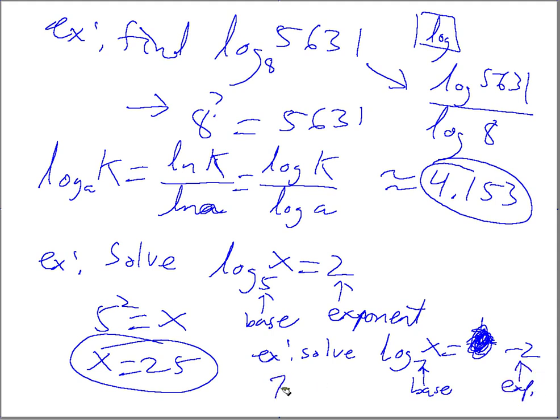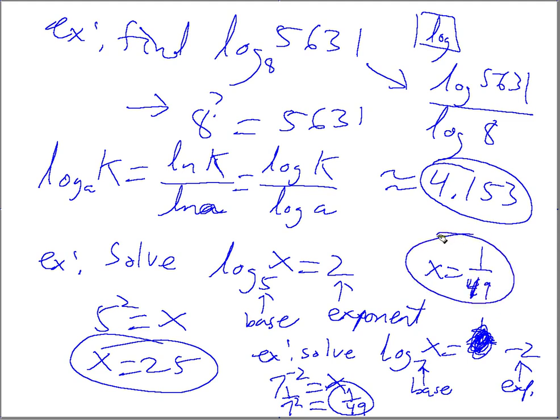So this will be 7 to the negative 2 equal to x. But what's 7 to the negative 2? If you recall from the negative exponents, you bump it down to make it positive. So this is 1 over 7 squared, which is going to be 1 over 49. So 1 over 49 is the answer we're looking for. So x is equal to 1 over 49. Sorry, I ran out of space down there, but hopefully you can see that.